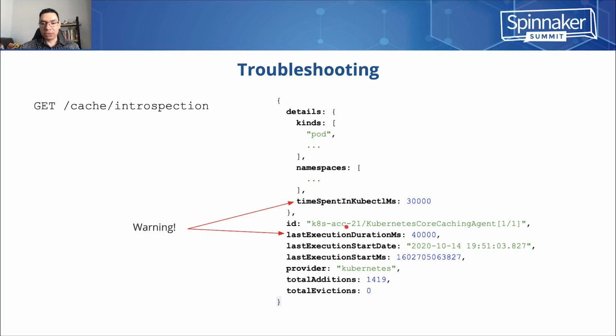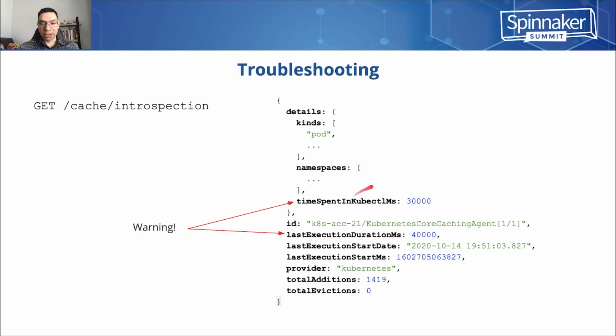So we need to see what is doing the caching agent. We're going to see that in a minute, but here we have the account name. We have different caching agents for different accounts, and we see that this is a core caching agent. The core caching agent is the one responsible for caching core kinds like pods, deployments, secrets, and so on.